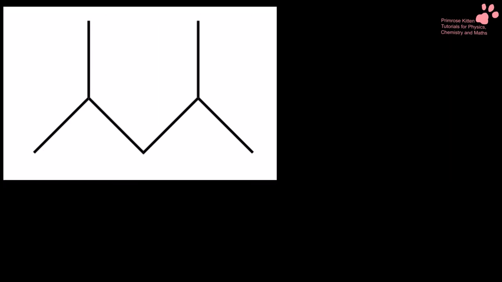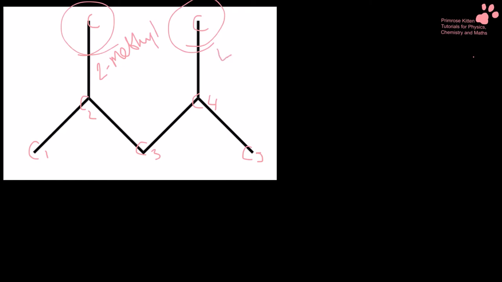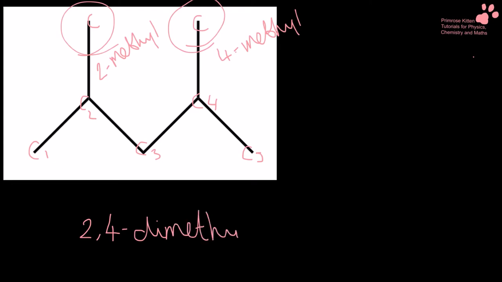Name this. Here we have carbon 1, carbon 2, carbon 3, carbon 4, carbon 5. Methyl groups, so that is a 2-methyl and a 4-methyl. So the full name is 2,4-dimethylpentane.